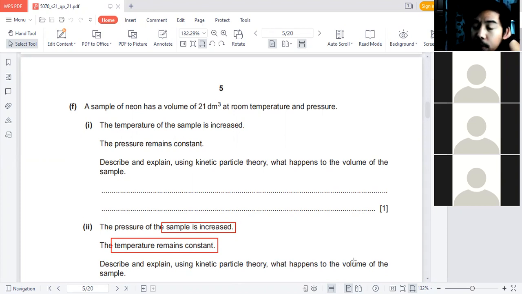The volume of the sample would be decreasing. Because, kenapa dia cakapnya using kinetic particle theory. So the particles and the space between the particles would be limited. So that's the reason why the volume decreases as the pressure increases. So far so good.